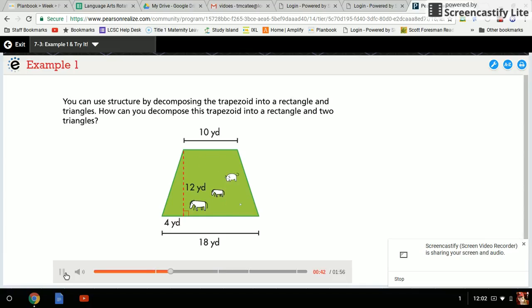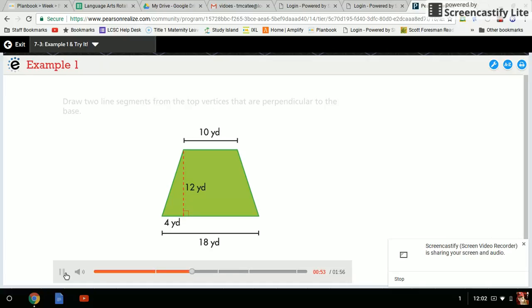You can use structure by decomposing the trapezoid into a rectangle and triangles. How can you decompose this trapezoid into a rectangle and two triangles? If you're trying to divide this into a rectangle and two triangles, notice that if you draw an imaginary line right down from this corner, it would make a right triangle. If you draw a line from this corner on down, it would also make another right triangle. So you would have two right triangles with a rectangle in the middle, and it will do that for you here in a second.